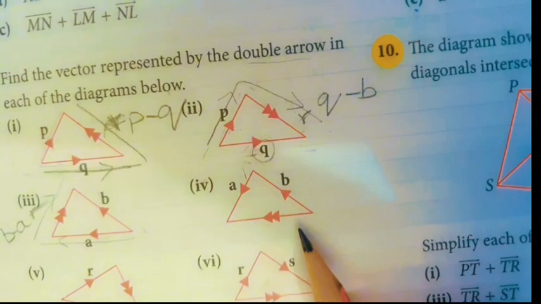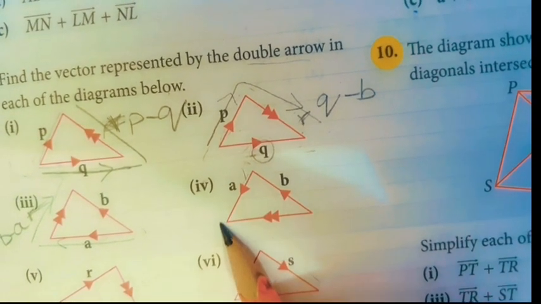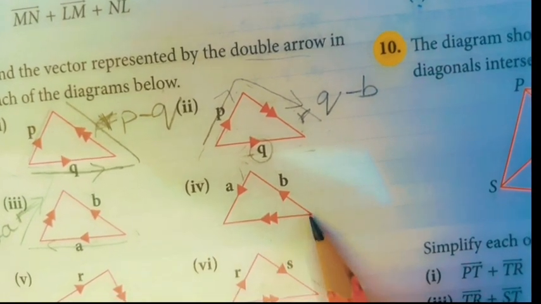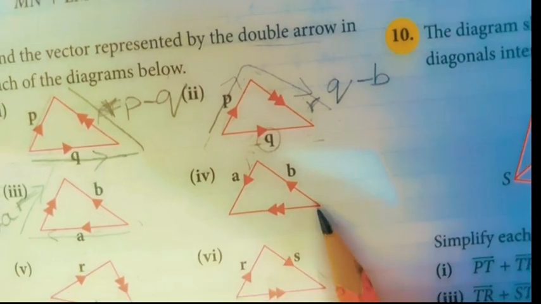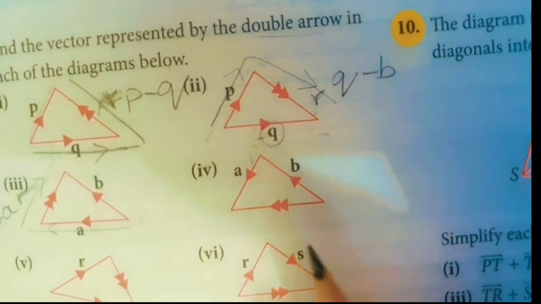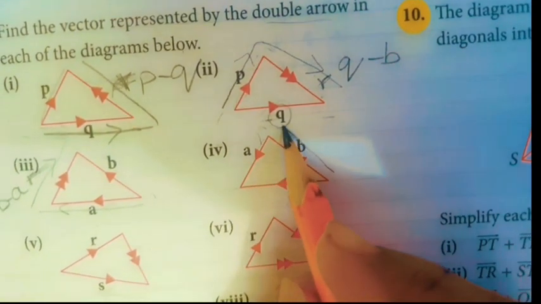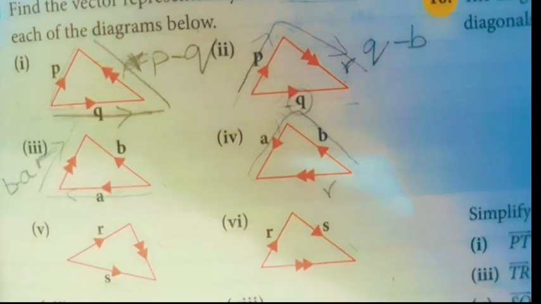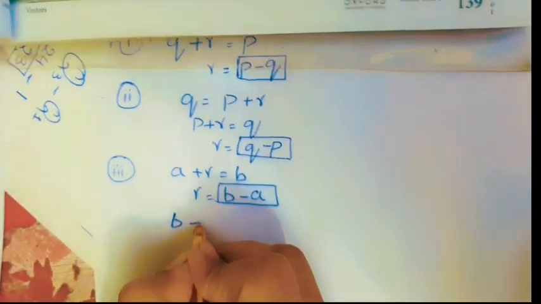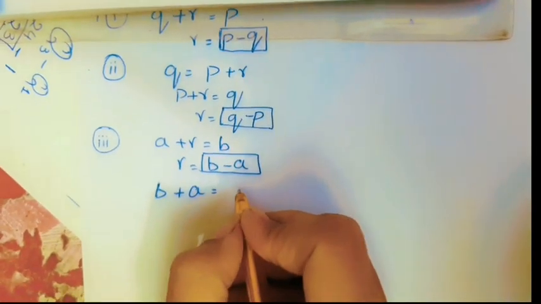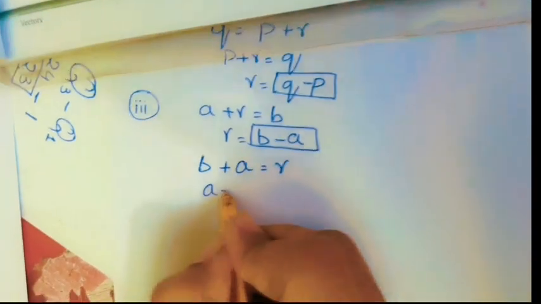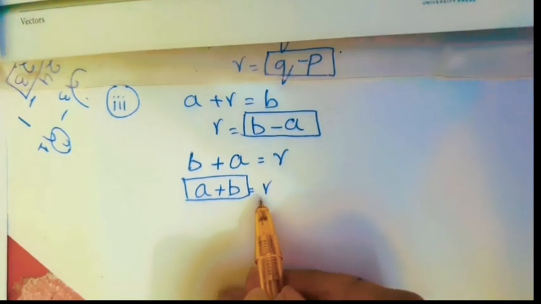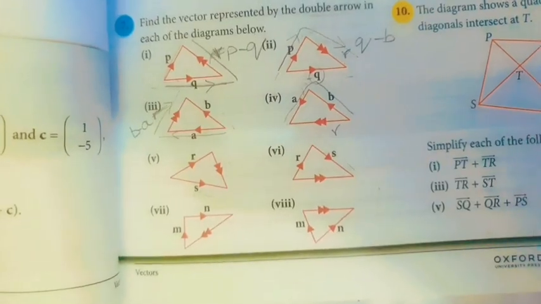Which two vectors are in the same direction? This is going in this direction and here it is in this direction, so it means B and A are in the same direction. Okay, B and A. So we can write B plus A is equal to R. So here everything is done, because from B it goes on to A, so we can write A plus B. So the resultant vector is A plus B. Now move to 5th part.